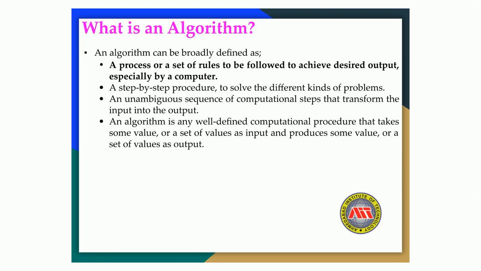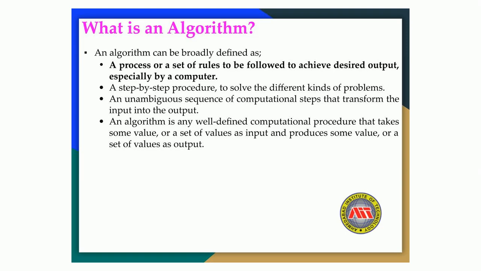Your steps should be clear. Fine. So an algorithm is any well-defined computational procedure that takes some value, some input, and for that input it should produce some output. Fine. So an algorithm is a set of steps to complete a task. For example, we can take one task like to make a cup of tea.